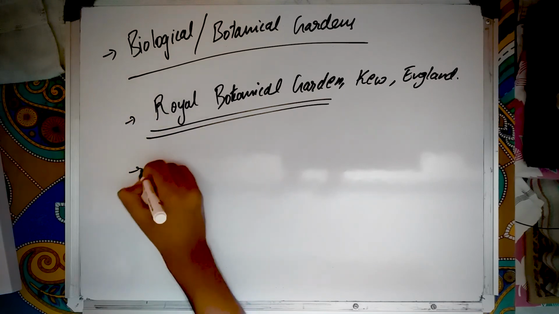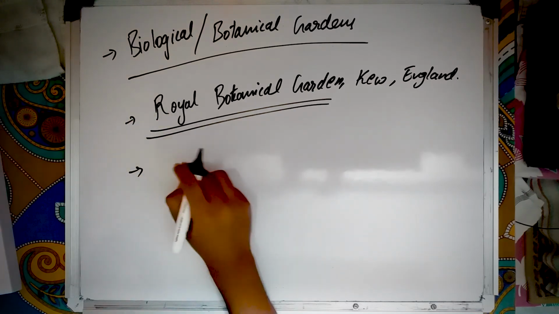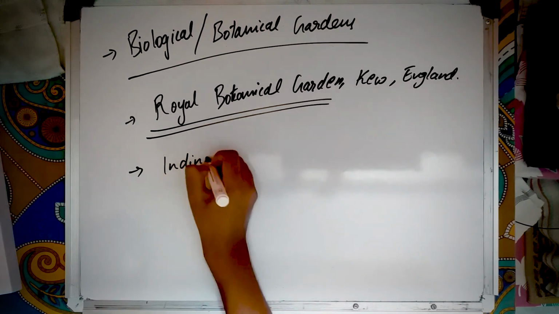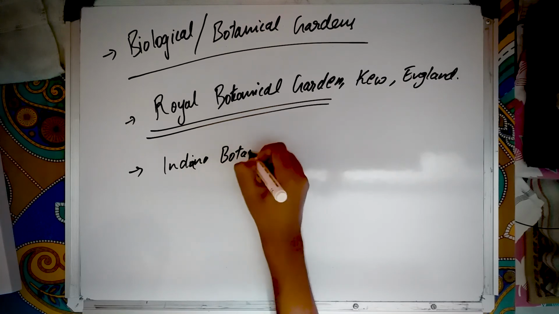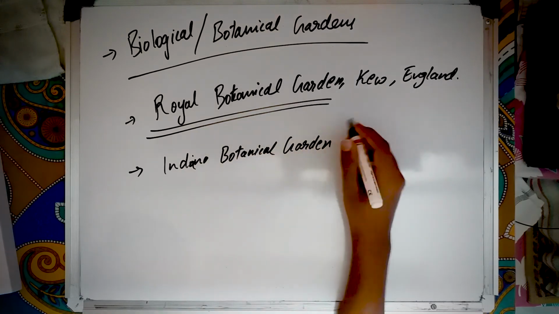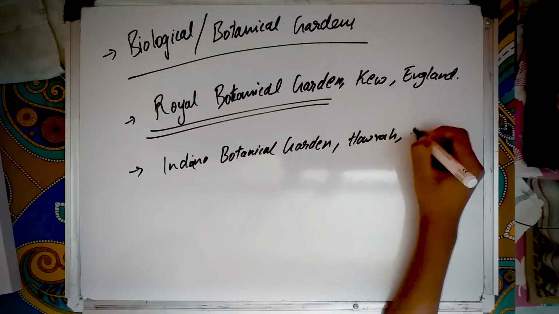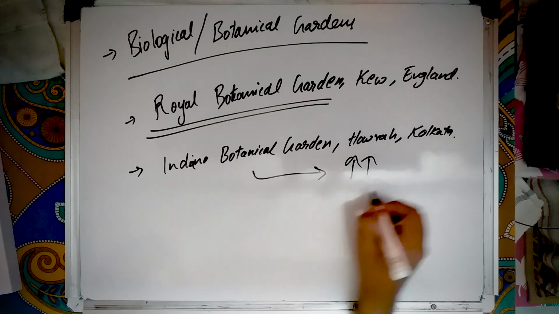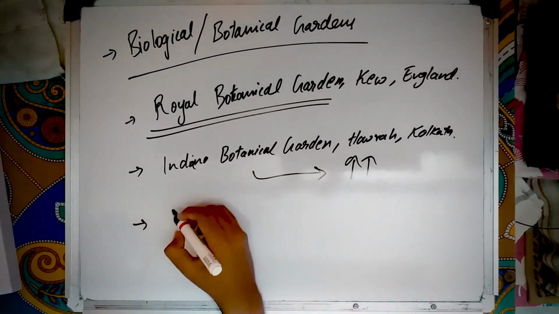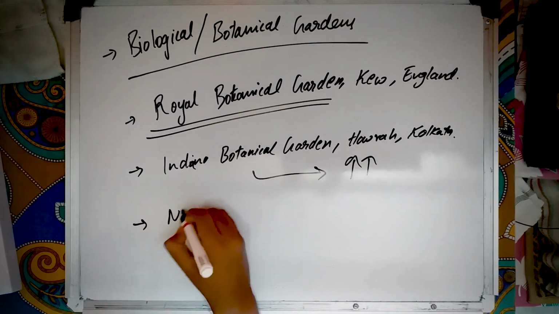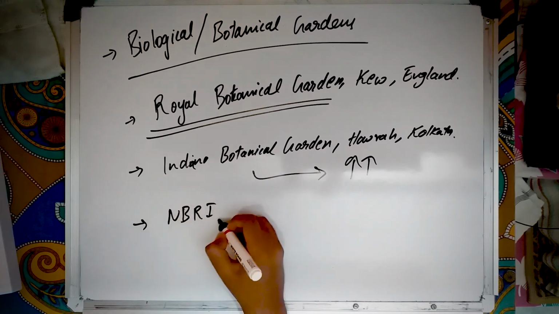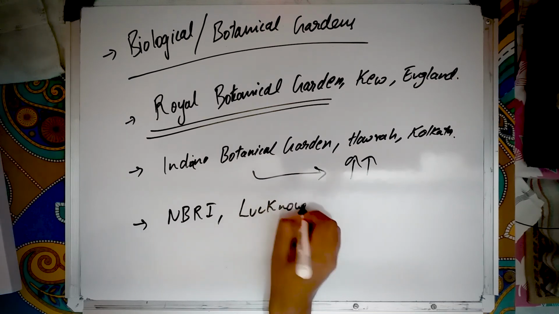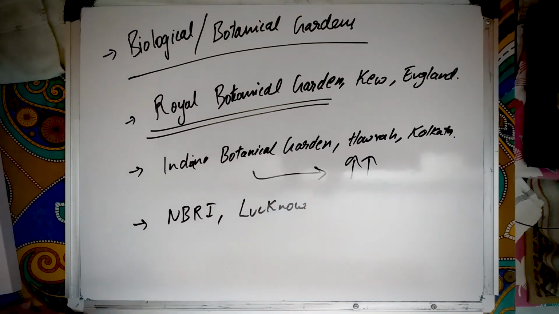And next, in India, there is the Indian Botanical Garden in Howrah, Kolkata. It's the largest in India. And then the National Botanical Research Institute, NBRI. It is in Lucknow. Maybe asked in exam, so it's important to note it down.